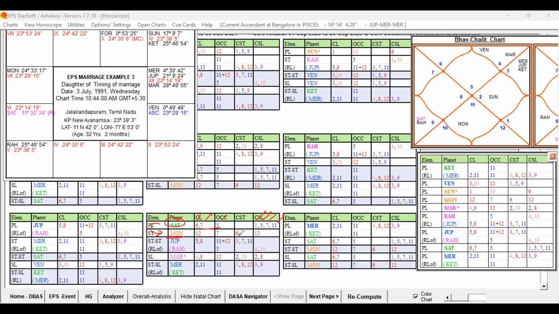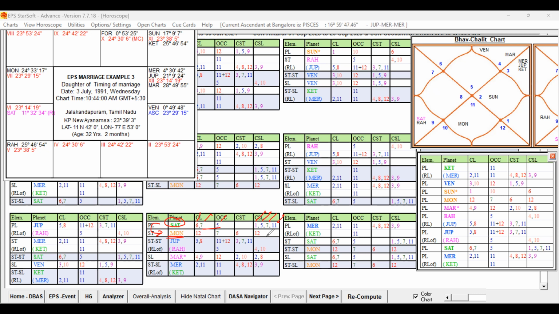12th lord occupying 7th house, 6th star lord and 12th sublord. Now we have to check whether the star level is weak. That's step number 2. When it is weak, I have given this in the important points in the level to level study, you would have noticed, would have gone through that.